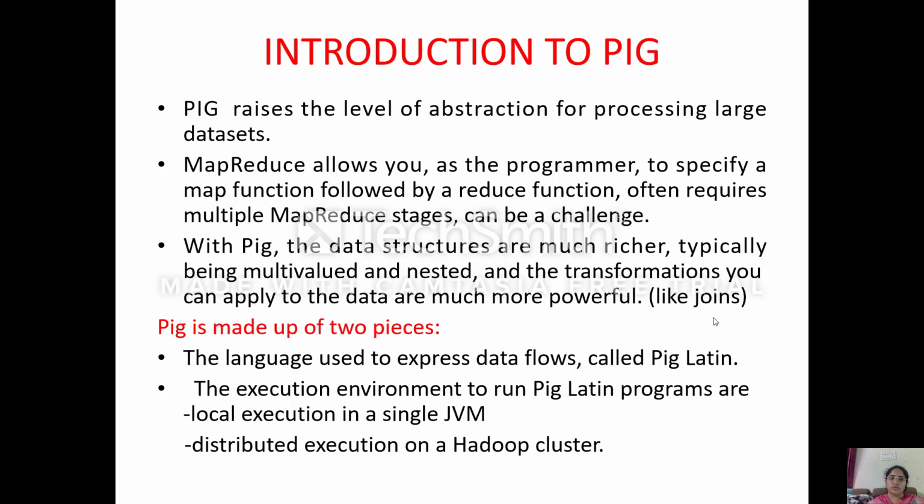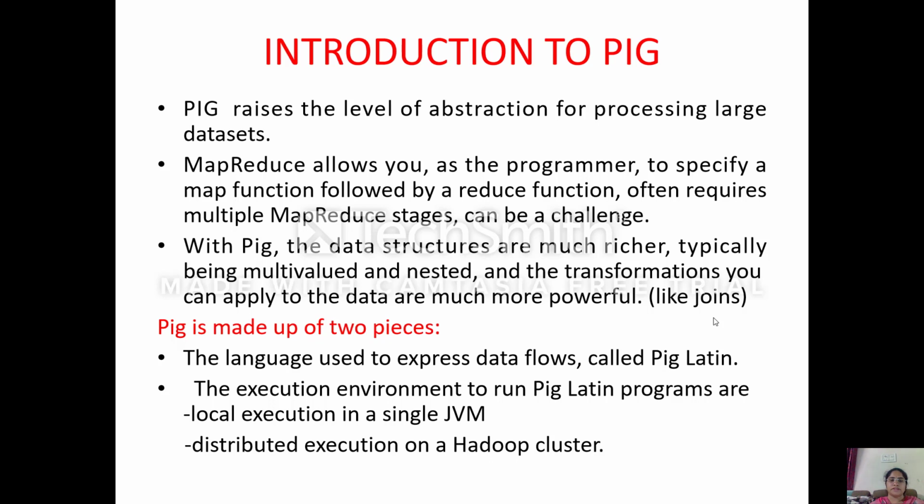Why? Because whenever you use MapReduce programming, as a programmer you need to specify the map function followed by the reduce function. It requires multiple MapReduce stages, right? It can be challenging. We need to write the mapper function and reduce function. It's complicated. With the help of Pig, a rich set of data structures is available, and it contains many transformations you can apply to the data, and it is much more powerful than the MapReduce program.